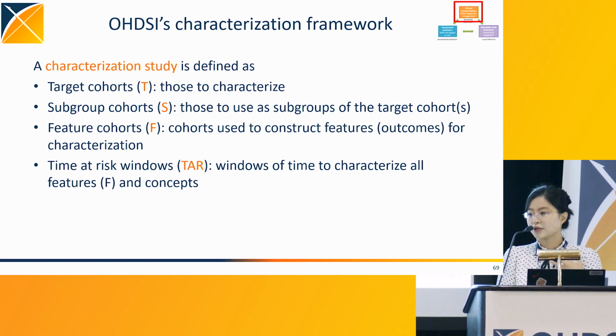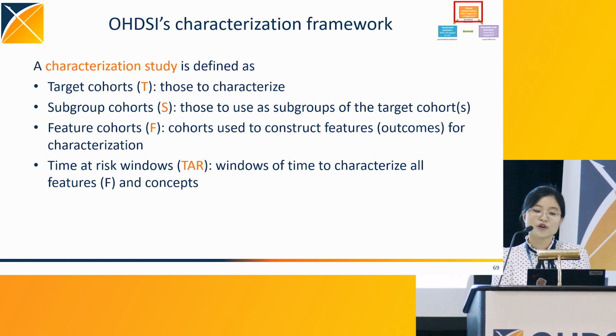Oftentimes you might need to do some stratification, split your target cohort into subgroups, for example, dividing by gender, race, ethnicity, medication history, comorbidities, and so on. And I think also oftentimes you need to have feature cohorts. So the bunch of people, the bunch of time intervals that you extract features, you extract characteristics, or you extract the outcomes from for your characterization study. And also very importantly, you will need to specify the time at risk window. So you need to have the windows of time during which you run the characterization study.